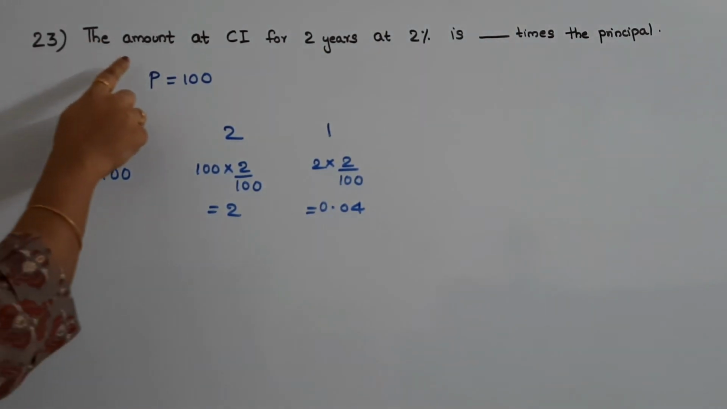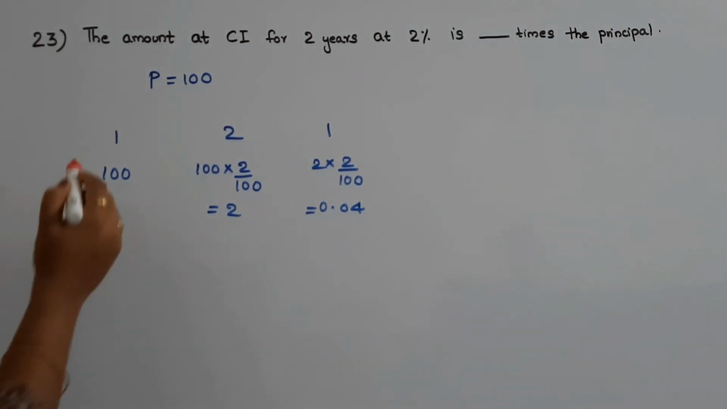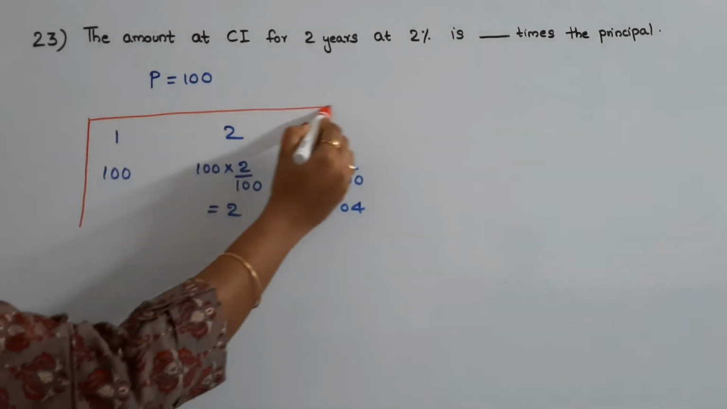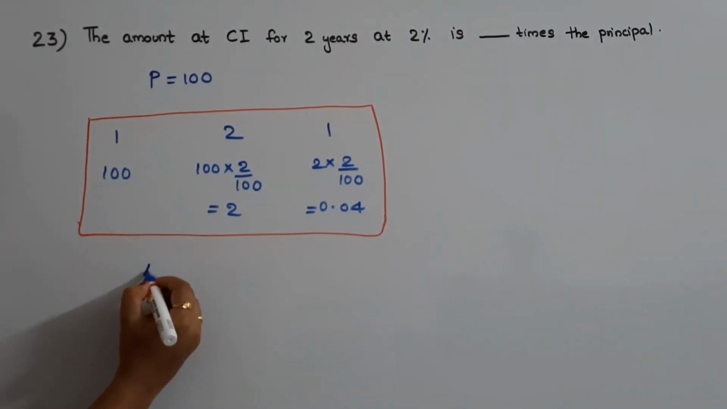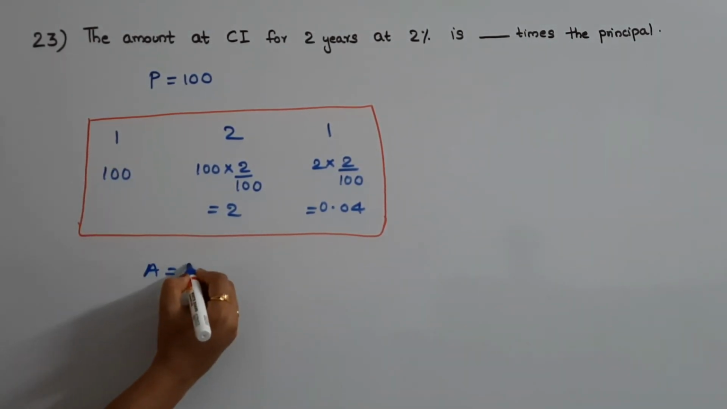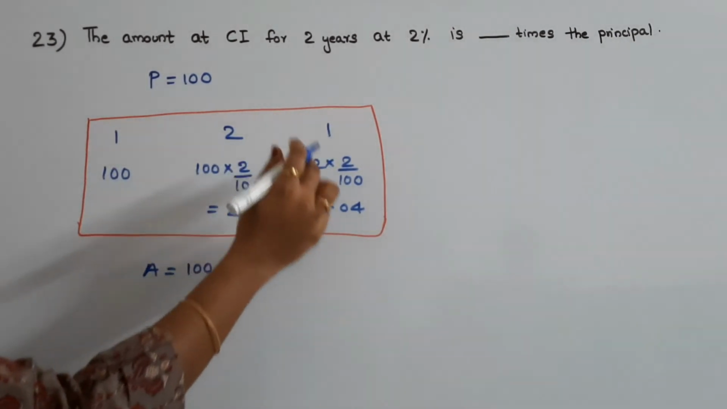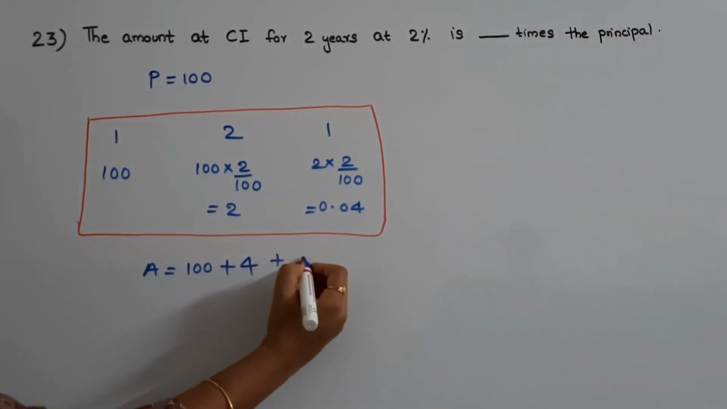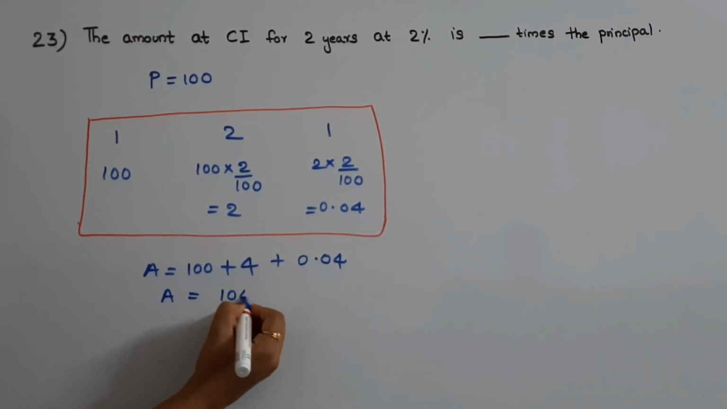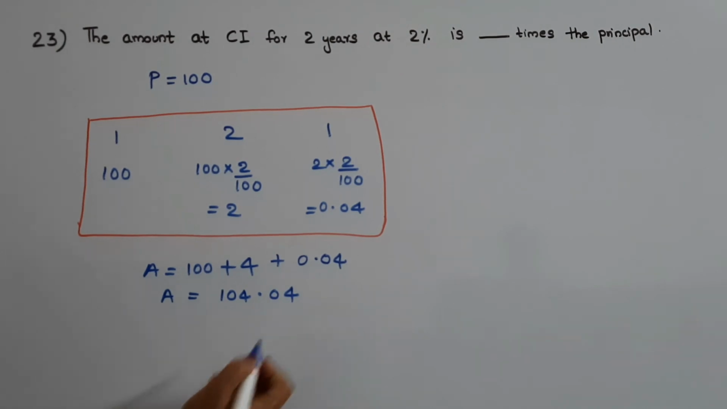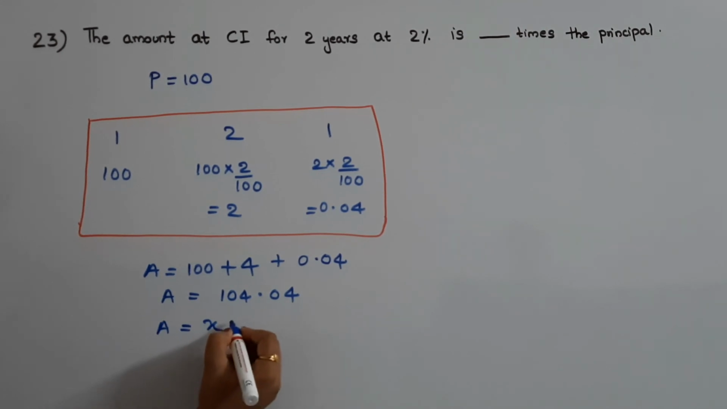Now we need to find amount is what times of the principal. So let us find out what is the amount. This entire part is for amount. Hence amount will be equal to 1 into 100 plus 2 into 2, that is 4, plus 1 into 0.04, that is 0.04. Hence the amount is equal to 104.04.